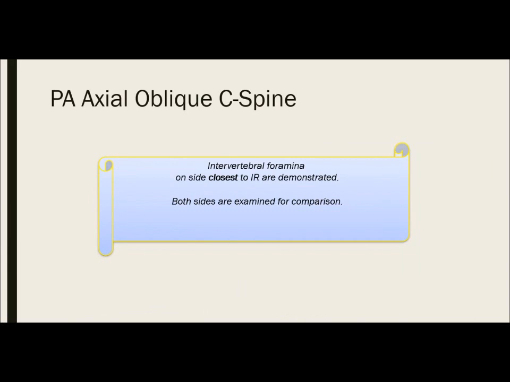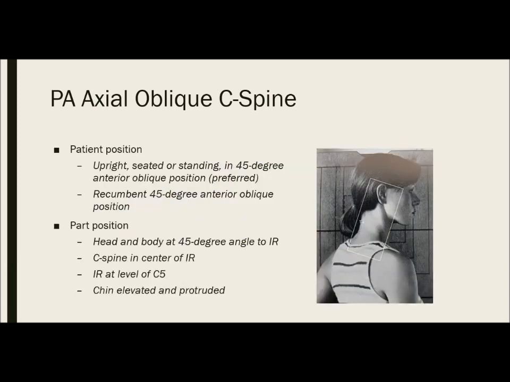Moving on to our PA axial oblique C-spines. The intervertebral foramina for these ones, the side closest to the image receptor, are demonstrated, and both sides are examined for comparison, just the same as the AP axial. So for this one, for our patient position, again, we can do these upright, seated, or standing in a 45-degree position. Recumbent, again, 45-degree position, obliques.